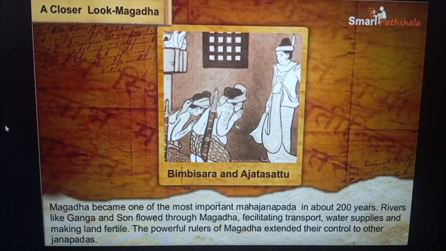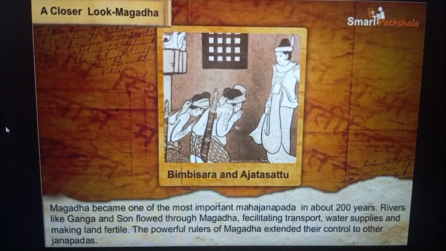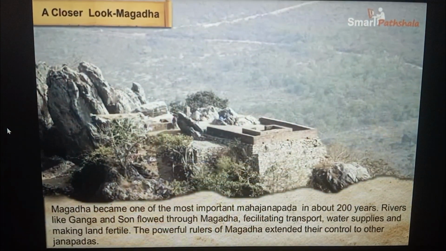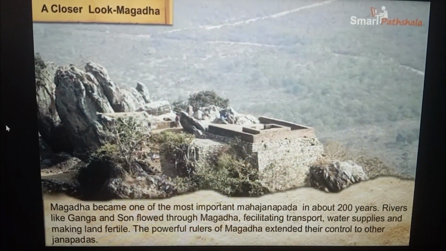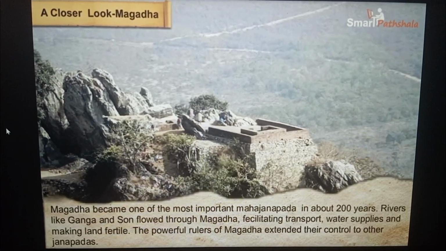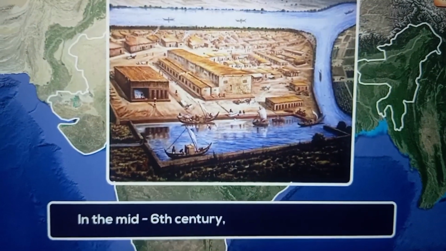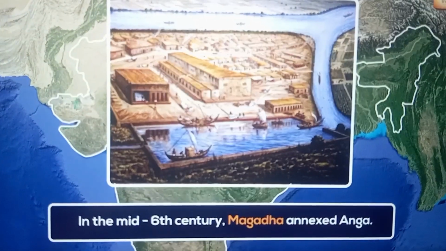Bimbisara and Ajatasattu were early kings who built the power of Magadha. Mahapadma Nanda was another powerful ruler of Magadha. All these kings used their armies to conquer other kingdoms. During the time of Mahapadma Nanda, the kingdom extended from the northwest part of India to Orissa.